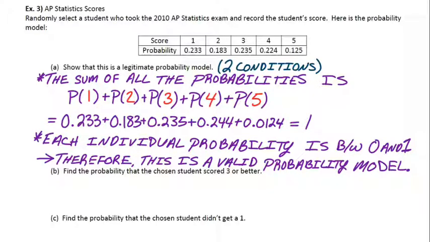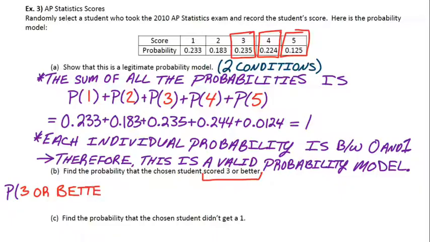Okay, so you randomly choose a kid that took this exam, and part B says find the probability that the chosen student scored a 3 or better. So scored a 3 or better, that'd be 3, 4, 5. So let's use the correct notation though. Probability you got a 3 or better would just be the sum of 3, 4, 5. Those are definitely disjoint events, mutually exclusive, right? You can't get a 3 and a 5. You only get one shot to take that in your life, so you can only get one of these scores. So that's the probability of a 3 plus the probability of a 4 plus the probability of a 5.